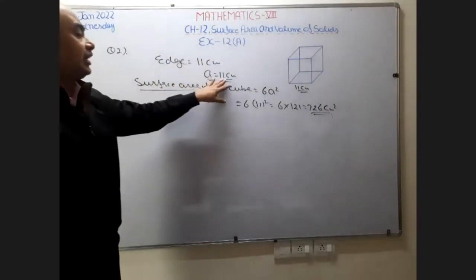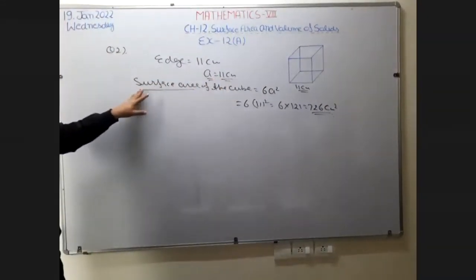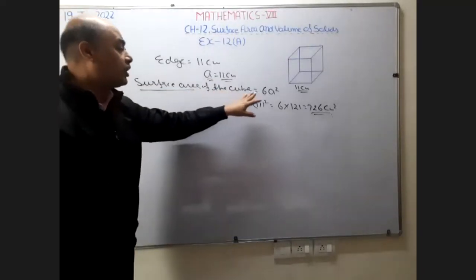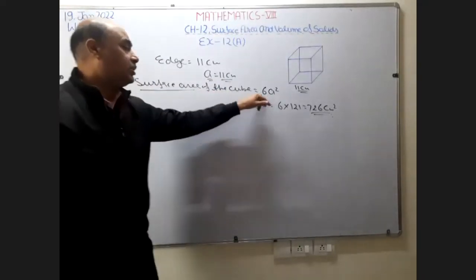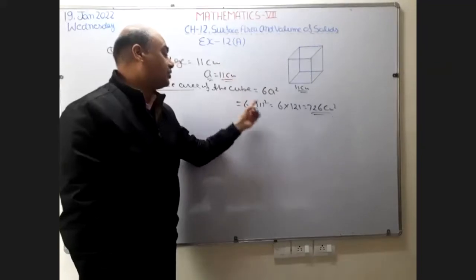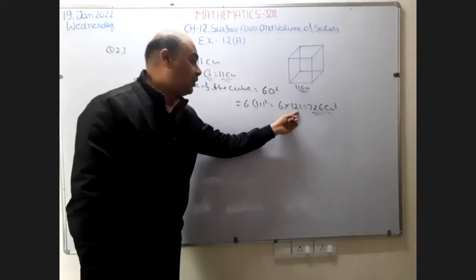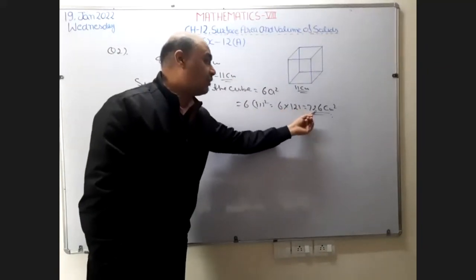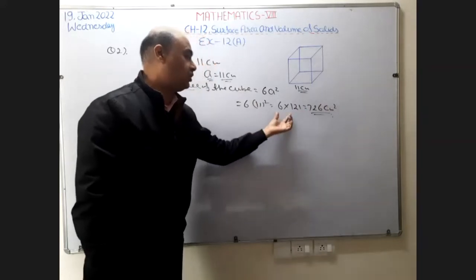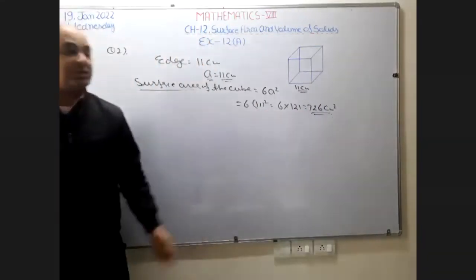Edge of the cube is given, 11 centimeter. We are going to find the surface area of the cube. Use the formula 6a square. 6 is going to remain the same. A becomes 11 centimeter. Square of 11 is 121. 121 into 6 is going to be 726 centimeters square. So this is a very simple question. I hope it is clear to everyone.